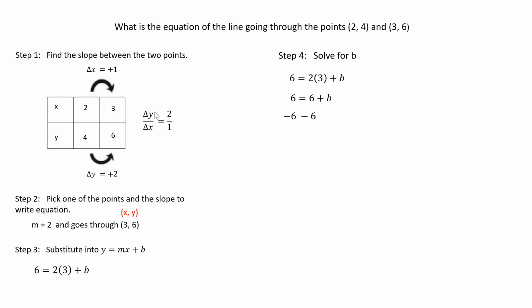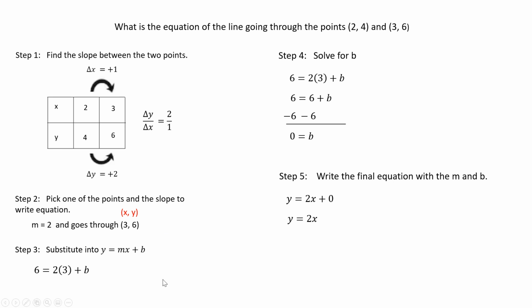2 times 3 is 6. Subtract 6 from both sides. b equals 0. And then I'll write my final equation using my m and b. My slope is 2, my y-intercept is 0, so I can just write that as y equals 2x. So what's the process? I need to find the slope, then plug the slope and a point, any point on the line, into the equation y equals mx plus b, my slope-intercept form, solve for b, and then go back and rewrite the equation.